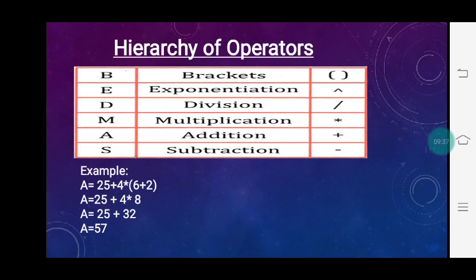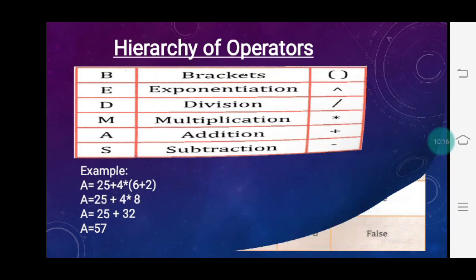Let us see one example. A is equal to 25 plus 4 multiplied by bracket 6 plus 2. So according to the BEDMAS rule, first the bracket will be solved. Here 6 plus 2 is 8. And after bracket, multiplication or division will be solved first. So here multiplication: A is equal to 25 plus 4 multiplied by 8. So 4 multiplied by 8 is equal to 32. So A is equal to 25 plus 32. Fine. So our final result is 57. This is what the hierarchy of operators is.